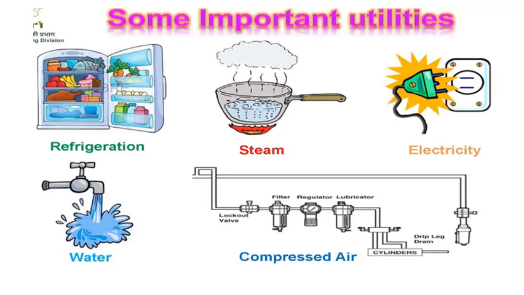Now here we are discussing some of the important utilities. These utilities play a very important role in dairy plant operation and product processing. Most important is electricity, which we are going to discuss here, then the water requirements, then steam requirements, that is, a boiler is required, then compressed air is required in different places, and the cold storage or refrigeration. Here we need both refrigeration and freezer storage. These are some of the most important requirements for the dairy plant as utility services.